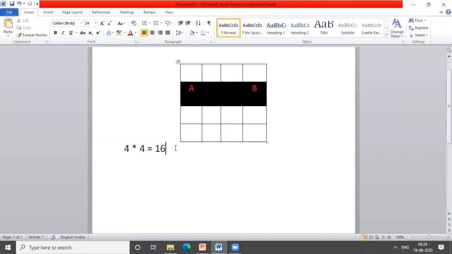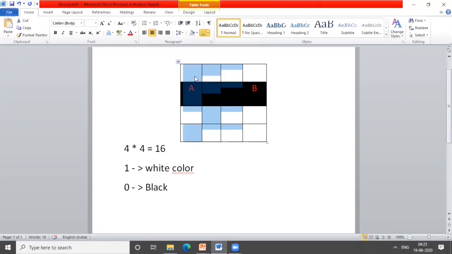So let's assume that if that one bit is 1, then it is white color, and if it is 0, then let's assume that it is black color. Are you getting what I am saying? This image is a black and white image, so for storing the color information of each pixel, I will require only one bit. If the value of that bit is 1, it is white color, and if the value is 0, it is black color.